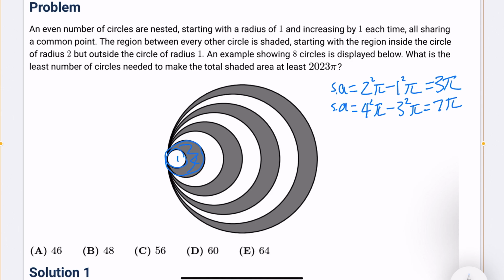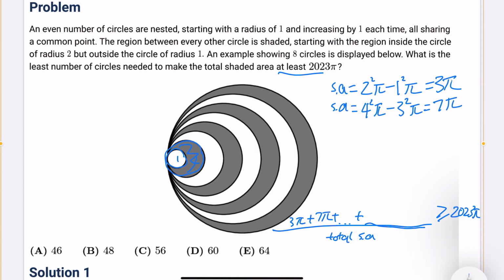Now we will be setting up an inequality because it says at least 2023 pi. So this side of the inequality is the total shaded area. And the total shaded area is at least 2023 pi, which means it would have to be greater than or equal to 2023 pi. Now we have the first two shaded regions, so we can just put that right here. 3 pi plus 7 pi plus the middle, the rest of the shaded regions, and then plus the very last shaded area, but we don't know what that is.